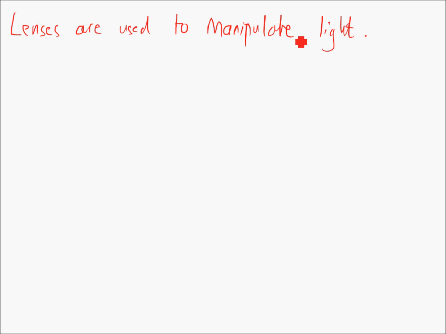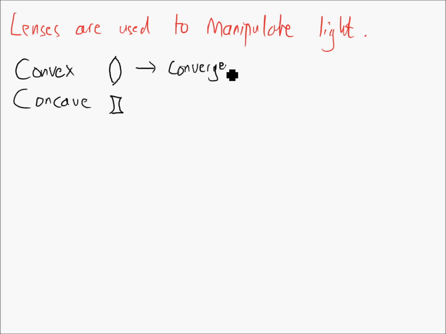Lenses are used to manipulate light. Two types that we need to know about: convex and concave. It's got a curving out shape, it's got a curvy in shape like a cave. So this is convergent, and this is divergent. So this one spreads it out.